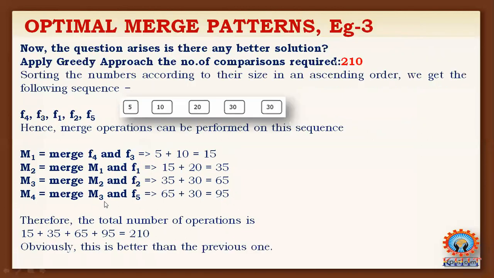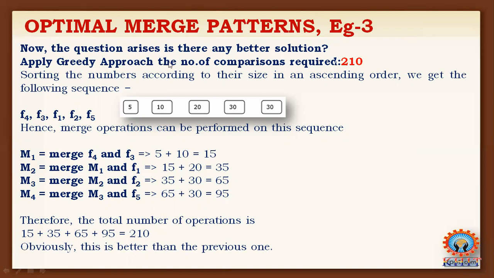Next, we will see one more method of solving the problem. In this method, we simply apply the greedy strategy to the given problem. The total number of comparisons required is 210. How we get 210, we will discuss.